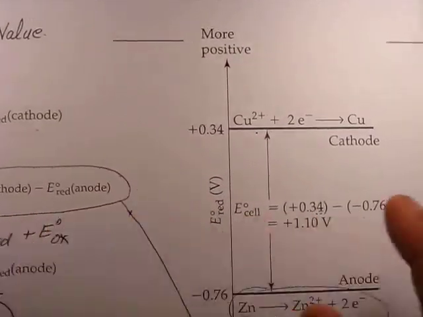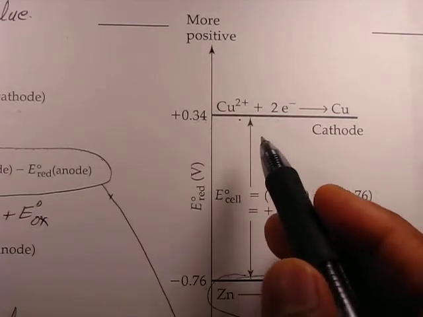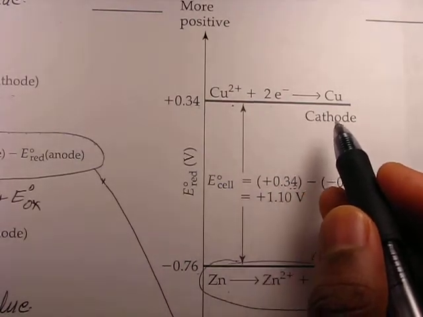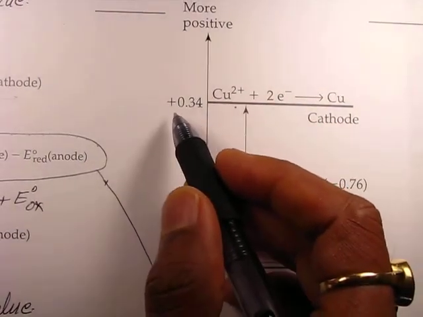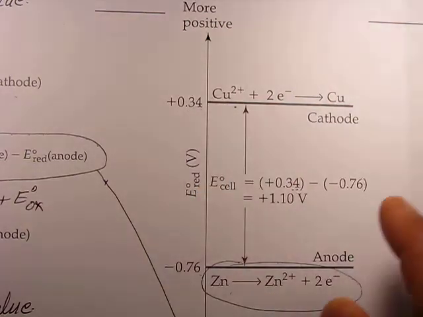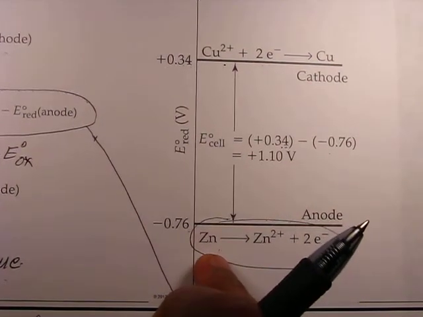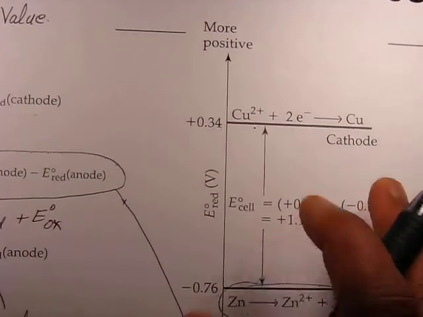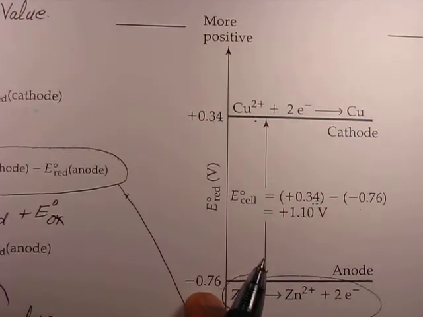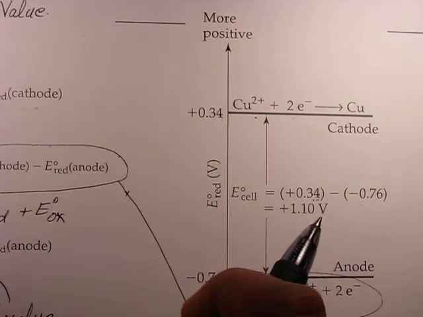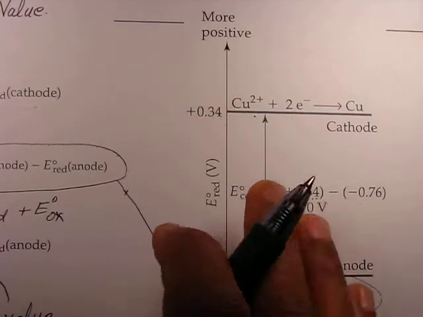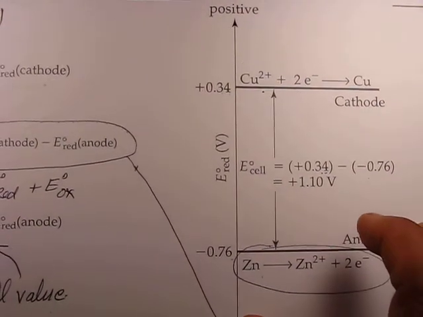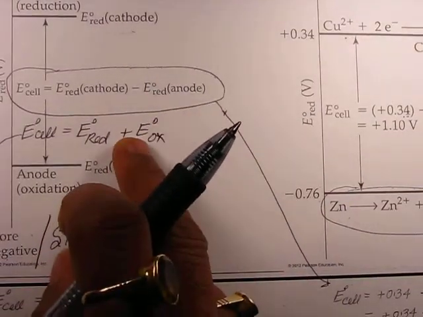For example, if we are making a galvanic cell using copper and zinc, first we have to write down the reduction potential for copper. Copper reduction potential is plus 0.34 volt and zinc reduction potential is minus 0.76 volt. Here you can see this is the bigger value, this is the smaller value, basically more positive and less positive or more negative. We can calculate the E cell for this galvanic cell in two ways, using either this formula or this formula.